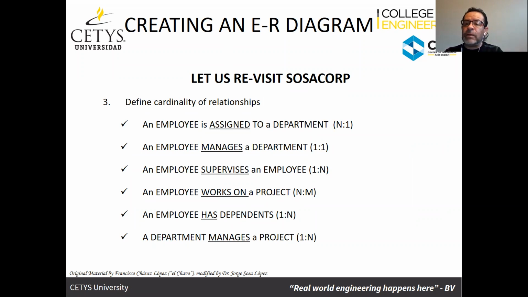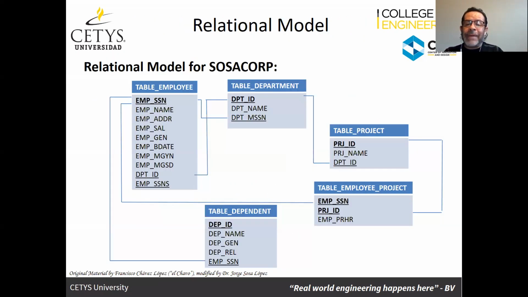That's a many-to-many relationship. When I have a many-to-many relationship, I create a new table that's called employee project that combines the primary keys of each of the tables that comprise it. So the project ID and the employee social security number are combined here in this new table. And I add any additional attributes or columns that I consider necessary.